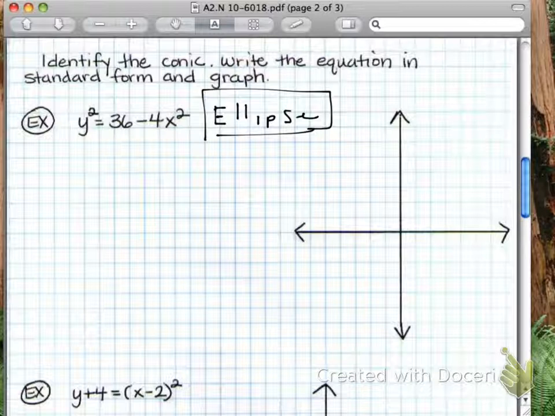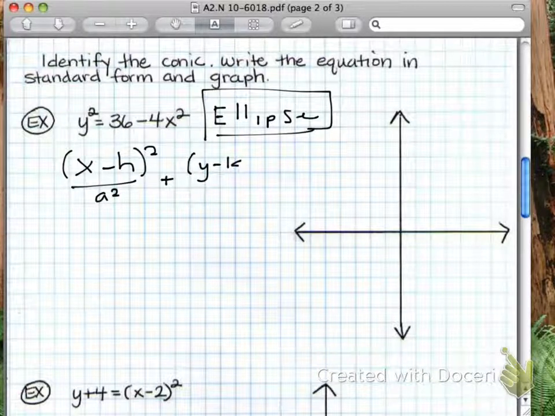I need you to tell me. x minus h squared over a squared, plus y minus k squared over b squared equals 1. Ellipse, is it minus? No, plus. Okay, so ultimately, this is the form that I need to get it into.